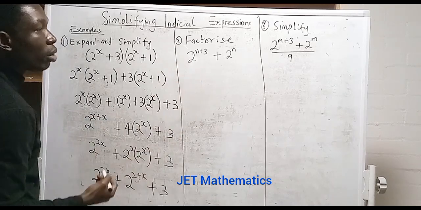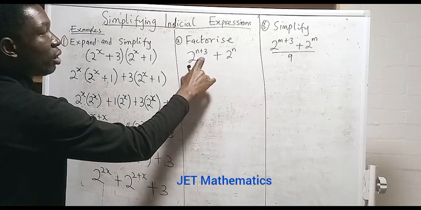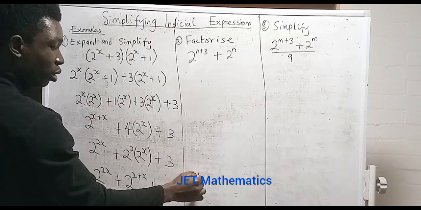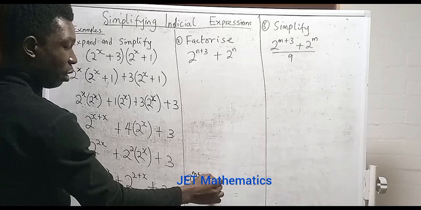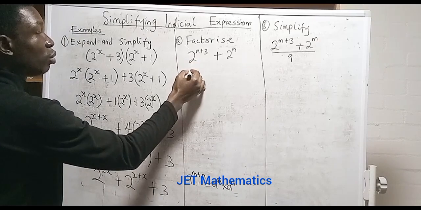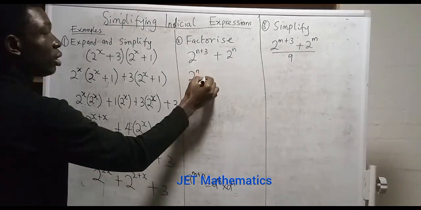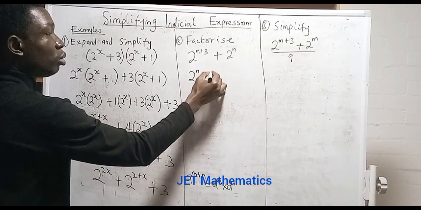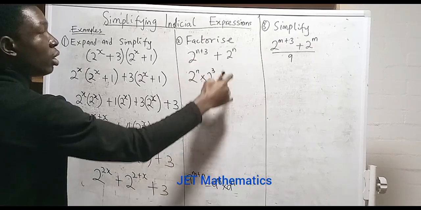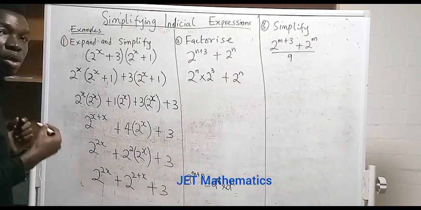Now look at this again. We are going to factorize this, okay? So using the first law of indices, we can break this down. The first law of indices, I say a^(m+n) is the same as a^m times a^n. So we can use that here. So here becomes 2^n times 2^3. The same base, we can sum up the power to obtain this. Then here we also have plus 2^n. Are we okay with this?